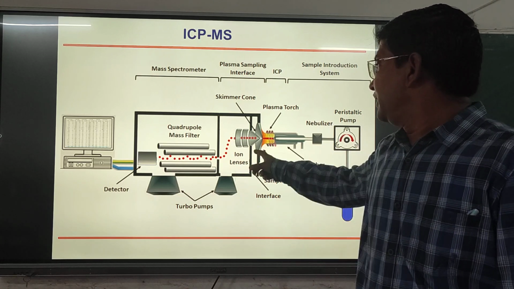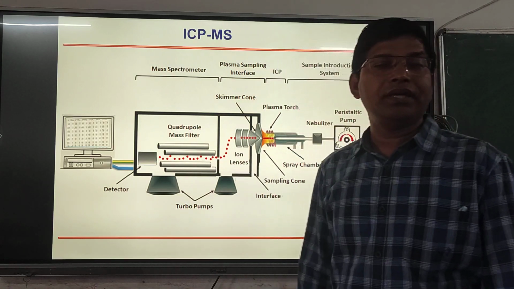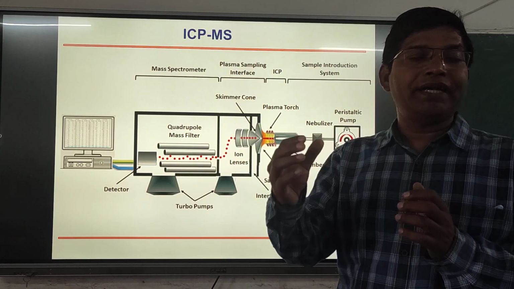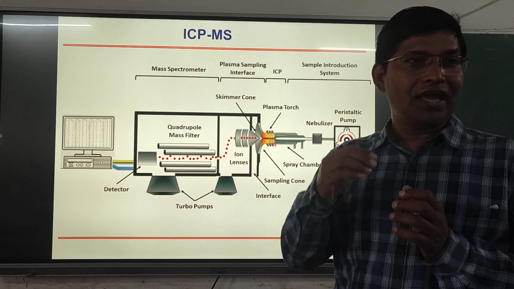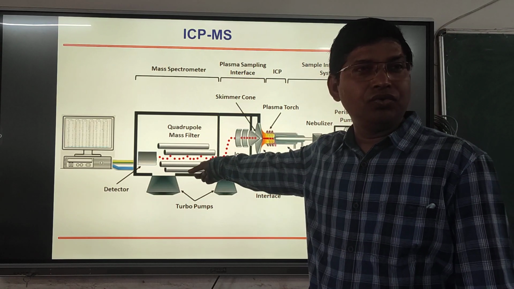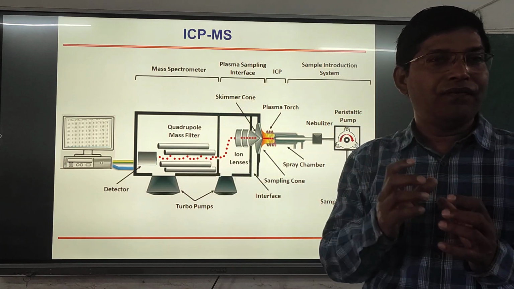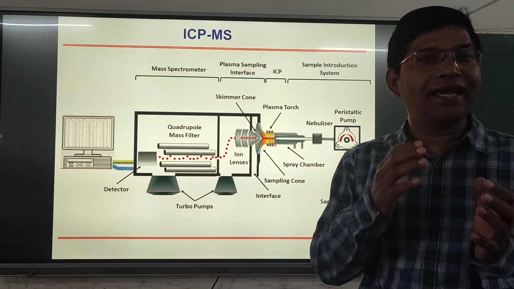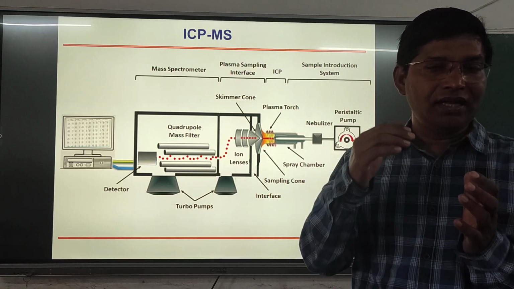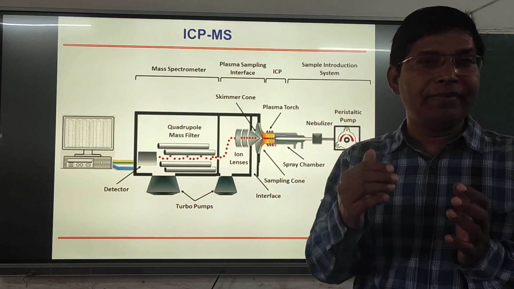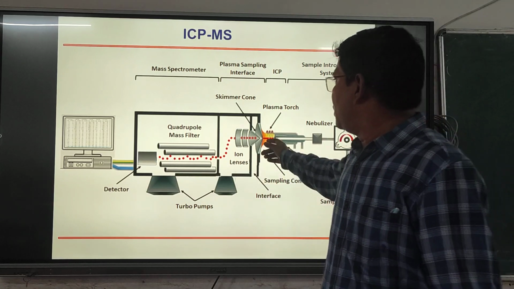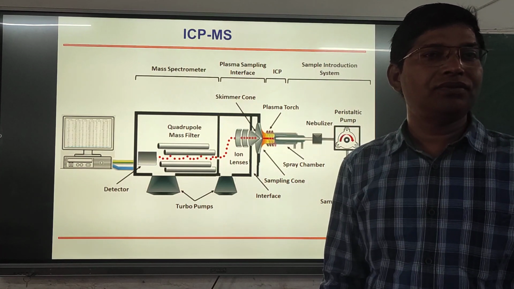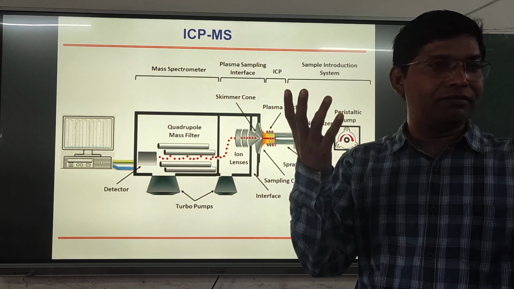Okay, and so here in the quadrupole analyzer, we applied a particular radio frequency or applied voltage to the element, because in a drinking water or food sample, all the elements are present. Almost all the elements are present in the sample. So when your sample passes through the ICP torch, all the elements will get atomized.